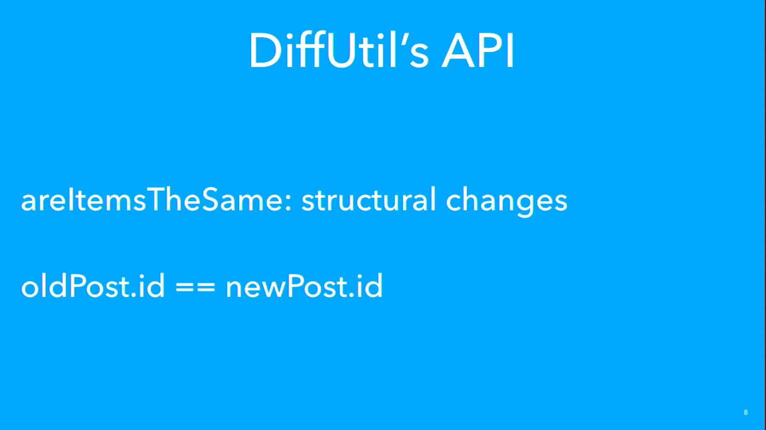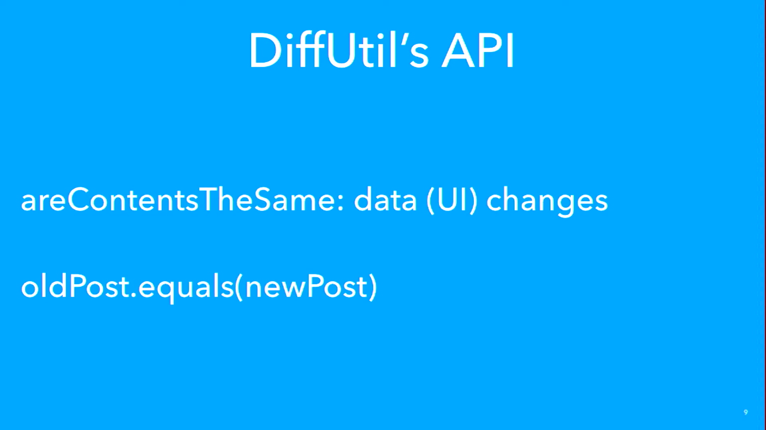Are contents the same is for that data change, so that would be where your timestamp is changed, for example. So this would be like if your old post is equal to your new post. Did a field on your post change? Did the timestamp change? Did the text change? Did the user image change? Those types of things. And it means that you should rebind your data. It's not just moving in your adapter set.